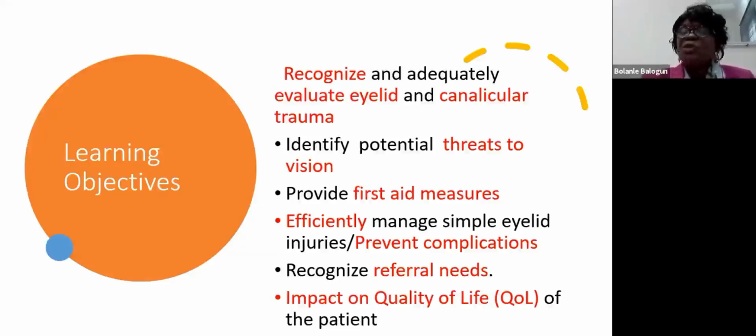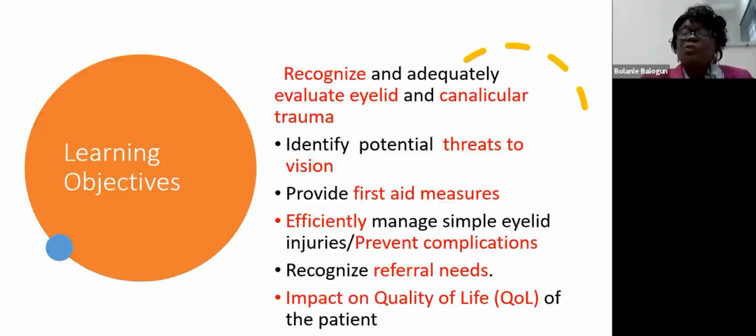So today our learning goal really is to be able to, as individuals, ophthalmologists, general practitioners, whatever our specialty and subspecialties are, recognize and adequately evaluate patients coming in with eyelid and canalicular trauma. Like I said, these are injuries that are potentially vision threatening. So we must also know where to look when we have a patient coming to us with eyelid injury.